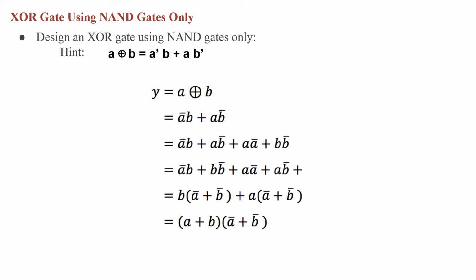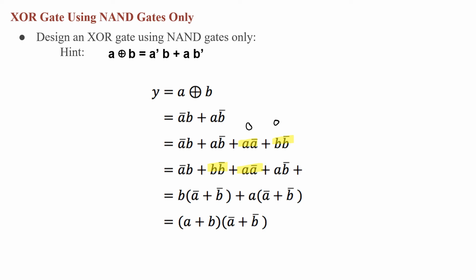So this proof only explains that Y is equal to A XOR B, and then from the first line to the next line, we're just expressing it using AND gates, OR gates, and inverters. The third line simply adds zeros to the expression, or ORs zeros, because A ANDed with A not is simply 0, B ANDed with B not is just 0.